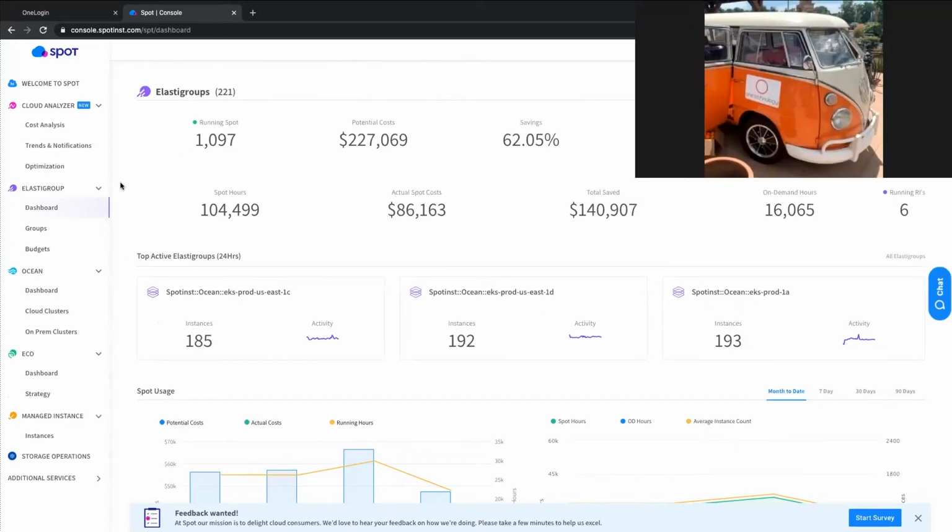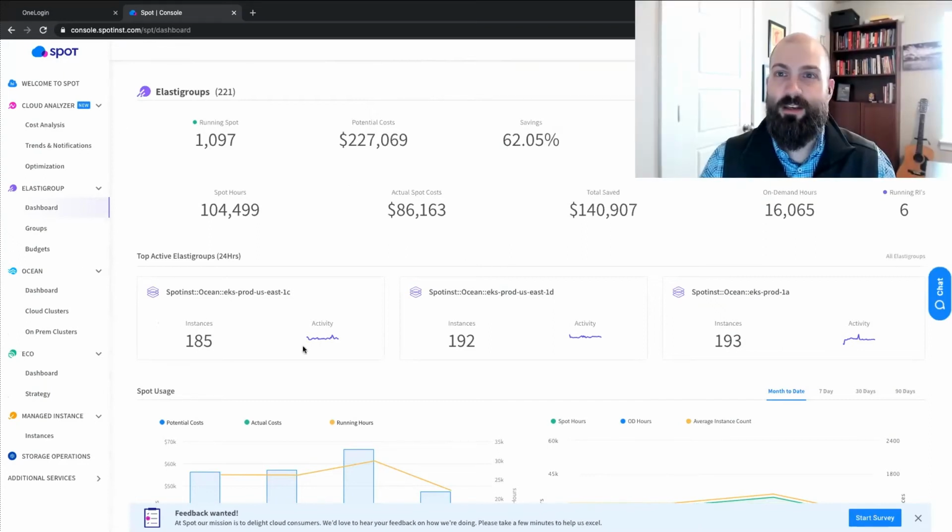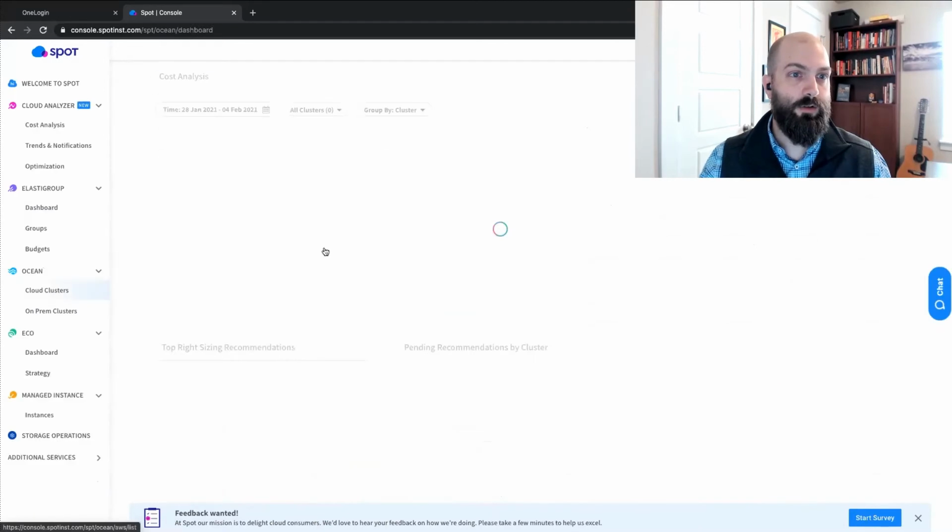All right, great. So I hope everybody can see my screen. This is what the console looks like. This is how we built it out. It's very user-friendly. You'll notice here on the side, we do have the products I was discussing earlier. And again, we're going to be focusing mostly on Ocean. So let me go ahead and click in here, show you guys what this looks like.